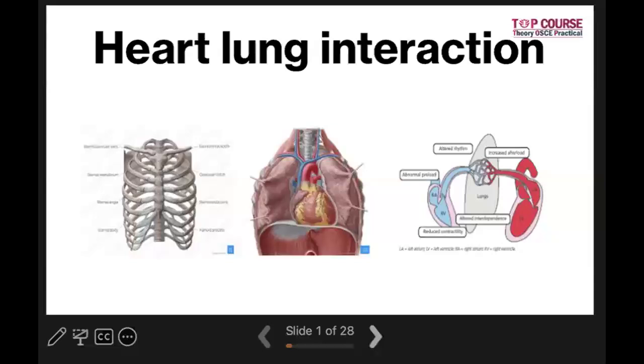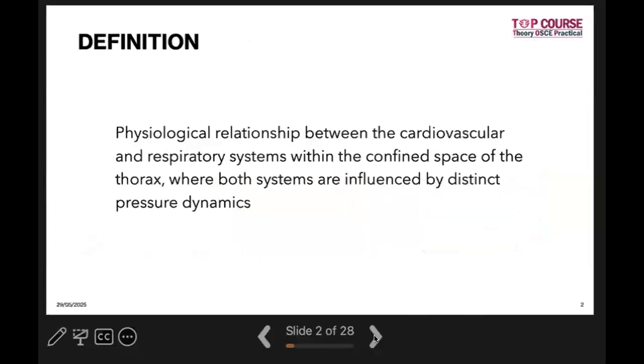So the first topic we are going to discuss is the heart-lung interaction. We'll be seeing the definition and how the heart-lung interaction happens during spontaneous breathing and during mechanical ventilation. So what is the definition of a heart-lung interaction? It is the physiological relationship between the cardiovascular and the respiratory system, because both the systems are in a confined space called the thorax. So one system is going to get influenced by the pressure dynamics of the other system.